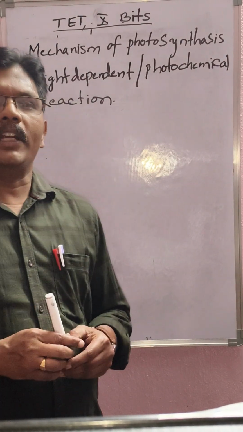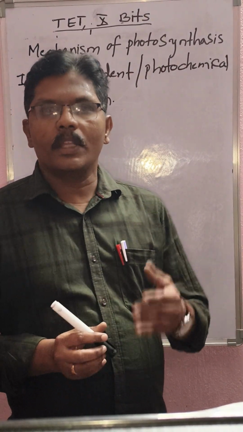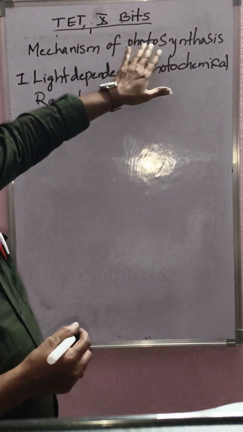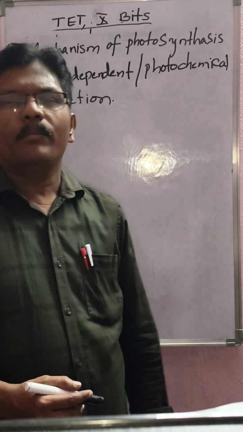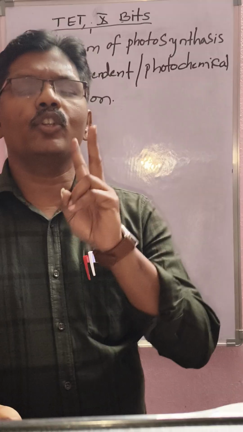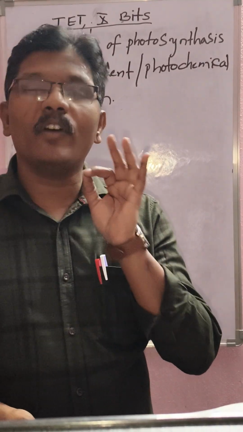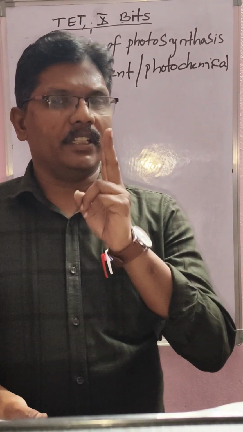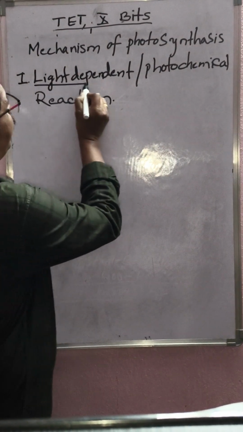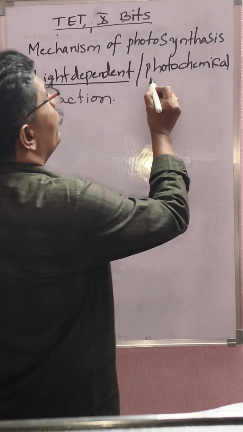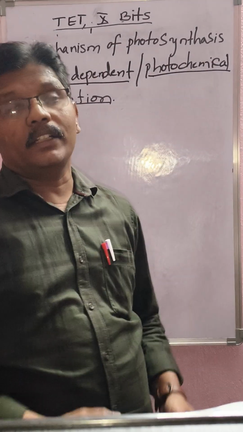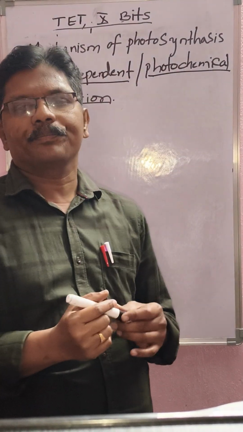Yes, my dear aspirants, now we are going to discuss the mechanism of photosynthesis. The mechanism of photosynthesis occurs in two stages. The first one is the light dependent reaction, also called the photochemical reaction.